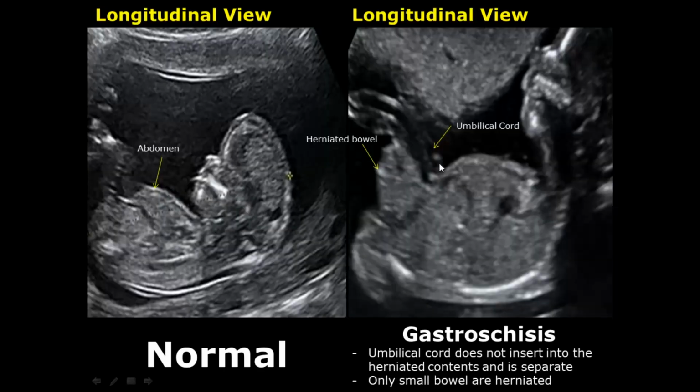The umbilical cord will not insert into the herniated contents. Here you can see the umbilical cord is separate from the herniated contents, and only the small bowel will be herniated. Other abdominal organs will not be herniated.